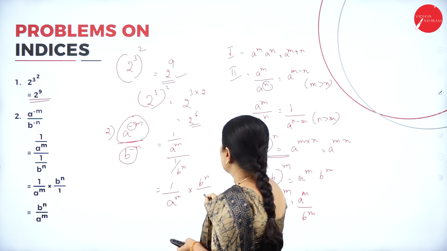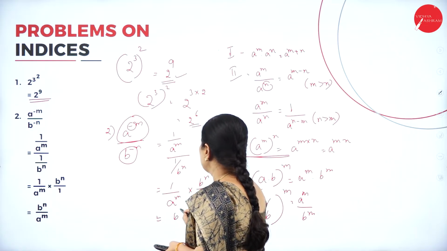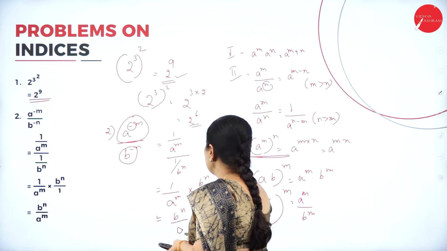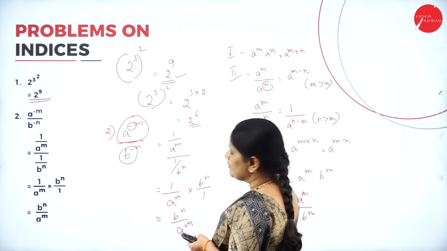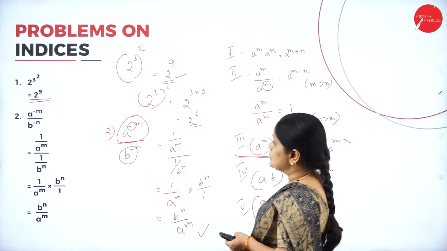So it will be 1 by b to the power of n divided by 1. So this will be equal to b to the power of n by a to the power of m. So this is your answer. Hope you have understood here.